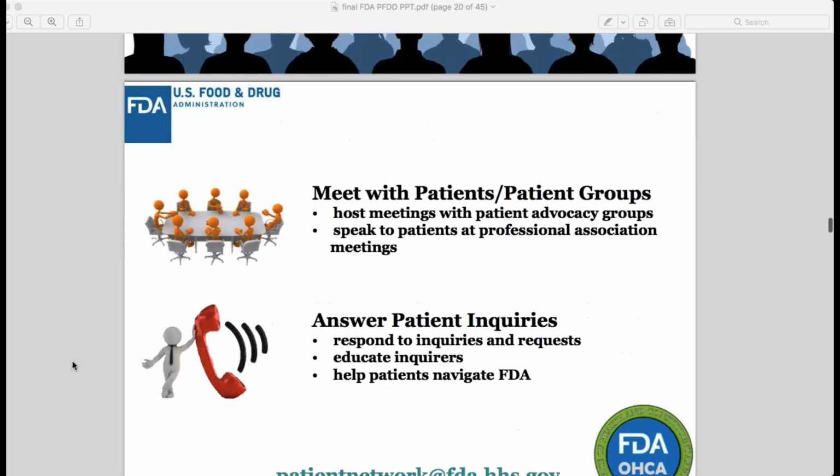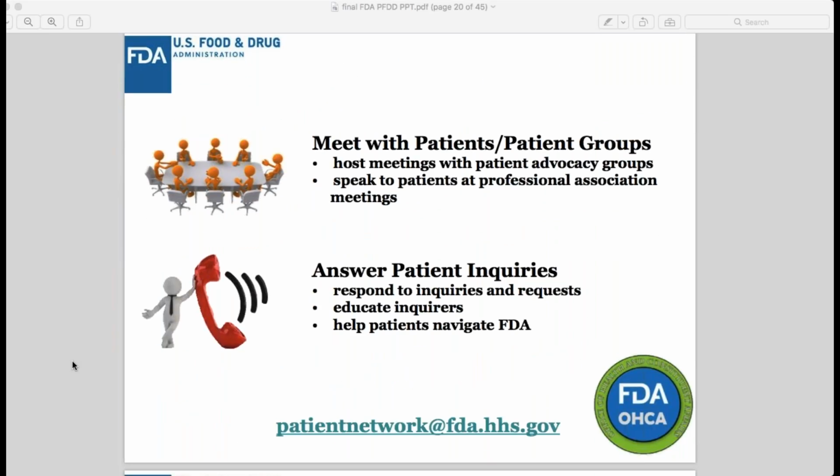Now, what our office does is help educate the patient advocacy communities, and sometimes we find ways to connect them with experts here at the agency. We host meetings with groups, we speak to patients and professional associations, we respond to inquiries and requests from patients and advocacy organizations on a daily basis. And we essentially help patients navigate us. But our office helps not only to educate, but also to clarify any misconceptions we've been told. So we help demystify the agency, as some say. Next slide.